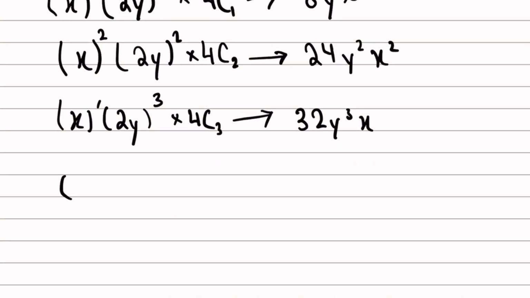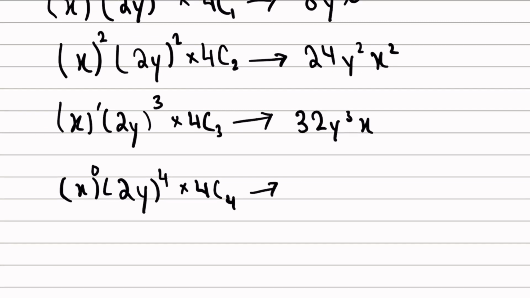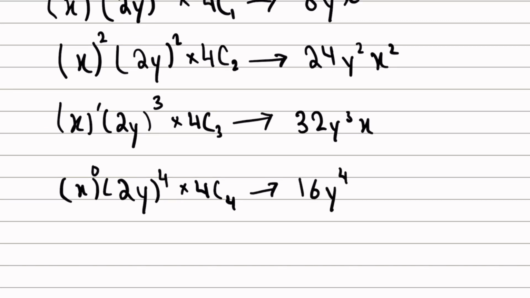Last term is going to be x times 2y to the power of 4. Now it's supposed to be to the power of 0, and then times 4 choose 4, which is just going to be to the power of 4, which is 16y to the power of 4. Now let's start another example.